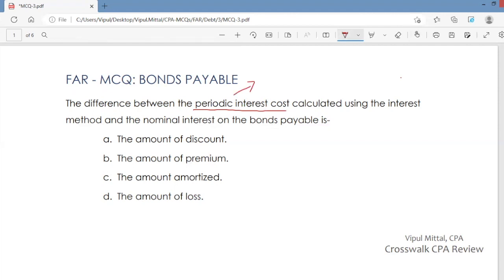Now, what is periodic interest cost? This is the effective interest rate multiplied by the amount of bonds payable outstanding. This is what you recognize as an expense. This is your periodic interest cost.